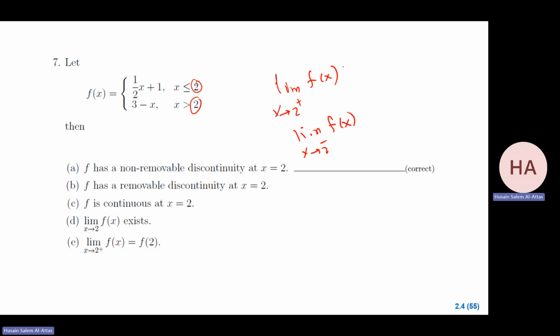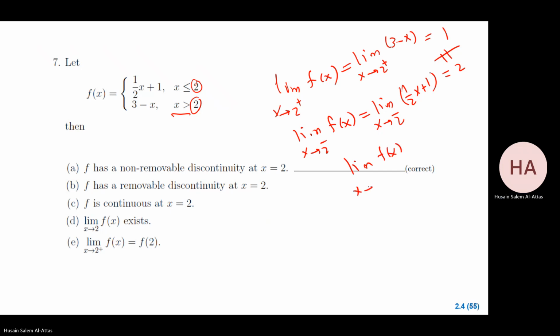Okay, what is this? From right, I have here 3 minus x. That will be 1. From left, I'm dealing with this. That will be what? 2. They're not equal, so the limit does not exist. So for sure, it's a non-removable discontinuity. So this is the answer.